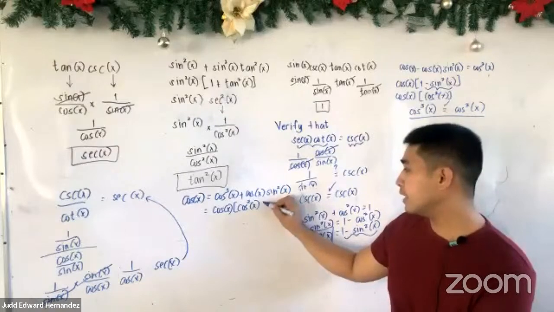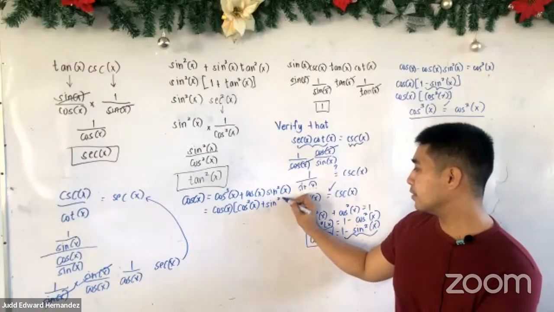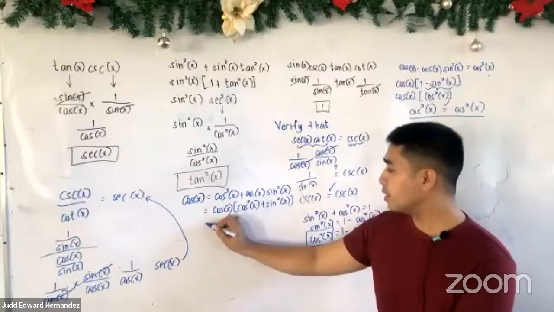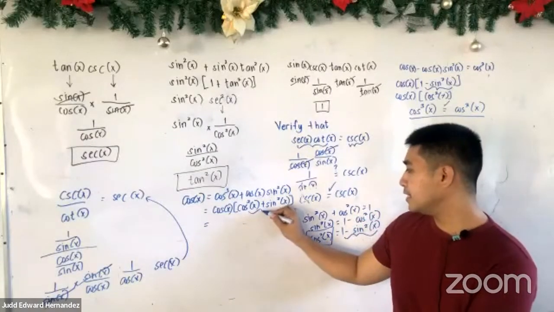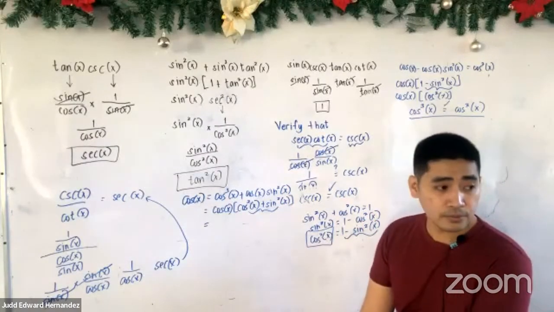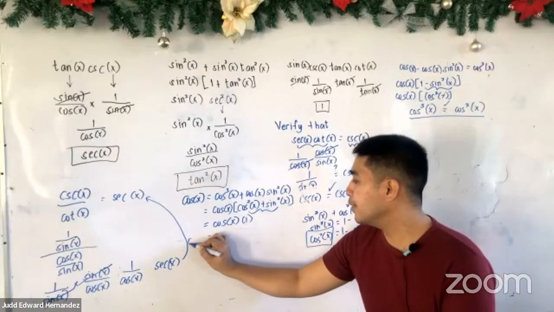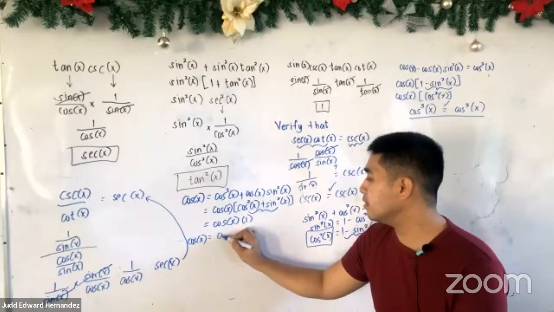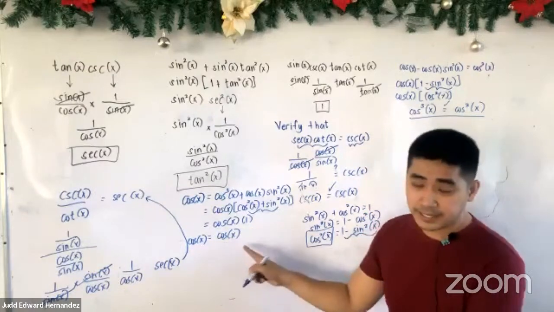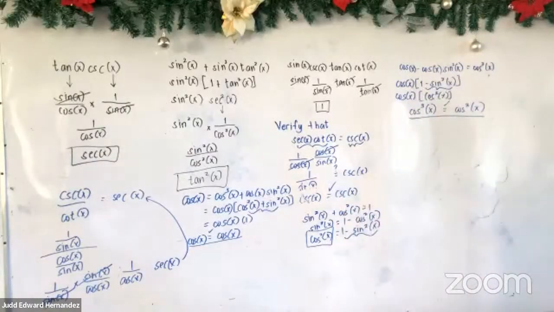Cosine squared of x po. Cosine squared of x. Cosine x, sine squared x. Ano pong matitira? Sine squared of x. But we know something about cosine squared and sine squared. And that is equal to 1 po. Therefore, this becomes cosine of x times 1. Therefore, we could say that cosine of x is equal to cosine of x. Is this an identity? Yes po. Therefore, it is an identity. Questions?